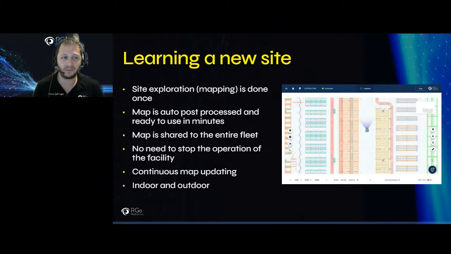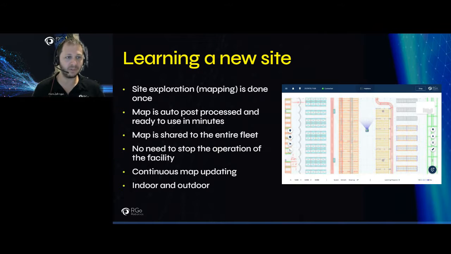The site exploration, of course, is done once, right? You arrive at a new warehouse, you explore the site with the vision system. We need to see everything from multiple perspectives, and that way, from now on, we can operate in a very accurate way in this site. The map will be auto post-processed and ready to use in minutes. So there is no need to post-process it manually or clean all those static objects. The perception engine does it automatically and knows how to identify which of those natural features to use in its map. Then the map will be shared with the entire fleet.